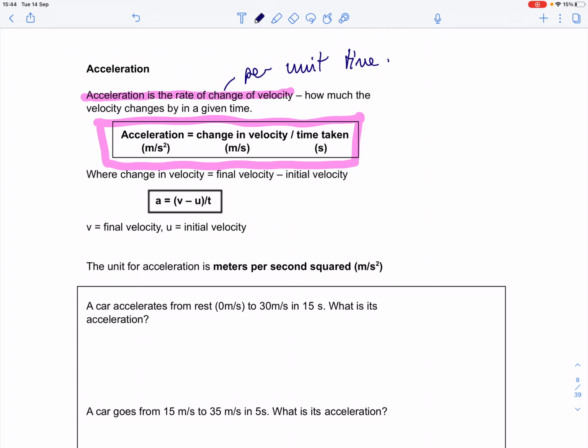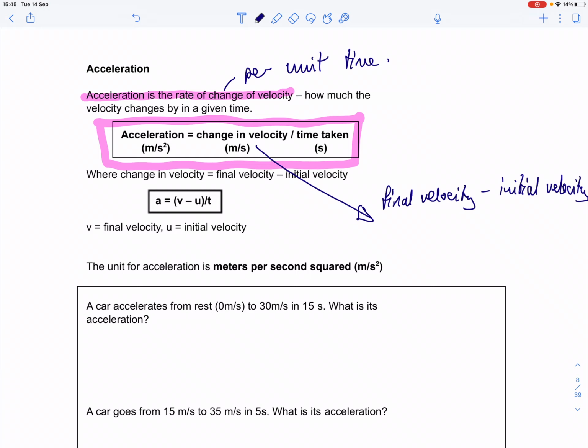And we need to unpack that a little bit to work out how we're going to calculate this change in velocity. The change in a quantity in physics is usually given by the final number, or in this case the final velocity, minus the initial velocity. The final velocity minus the initial velocity.